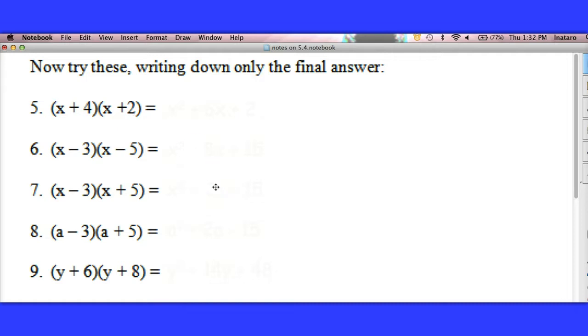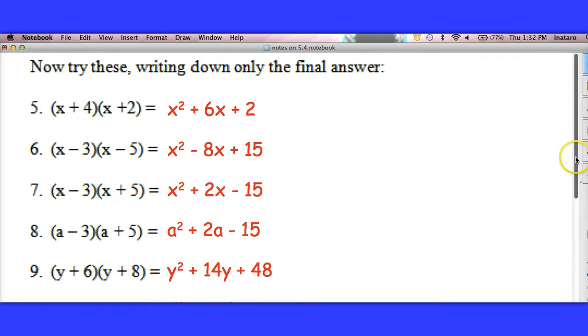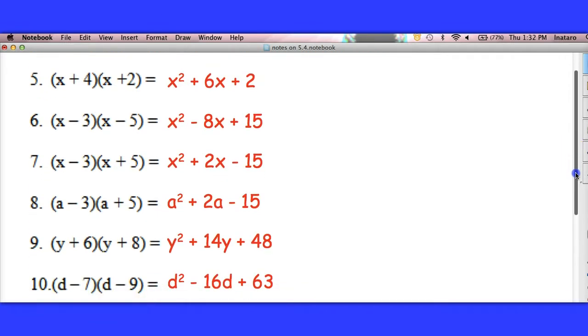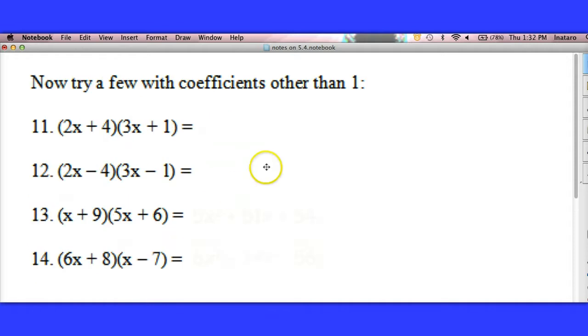All right, hopefully you've had a chance to do these. Let's take a look at the answers so you can check your work. So you can see that it's very easy to get this middle term by just adding the coefficients or the numbers at the end here. So 4 plus 2 gives us 6 for our middle term, negative 5 plus negative 3 gives us negative 8, and so on. Be very careful with your sign on your last term. Notice here we multiply a positive times a negative, so we have a negative times a negative, so we have a positive. Let's take a look at a few more examples.